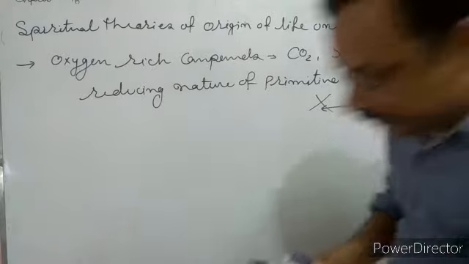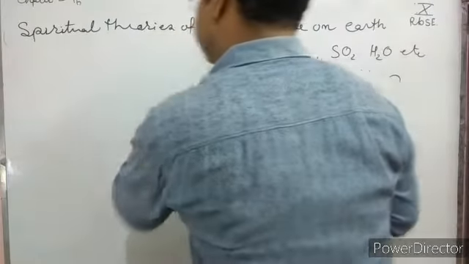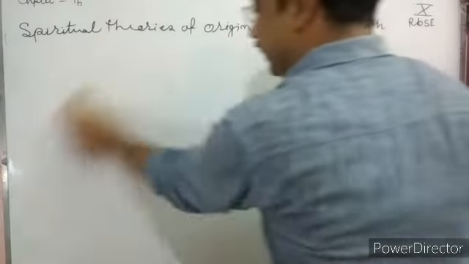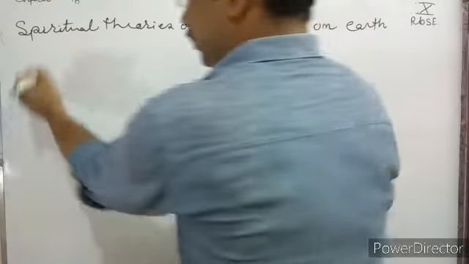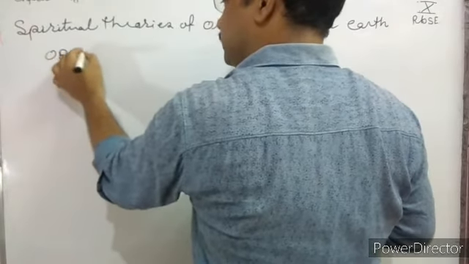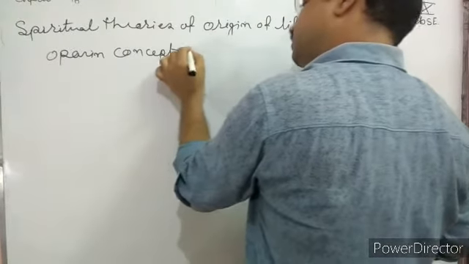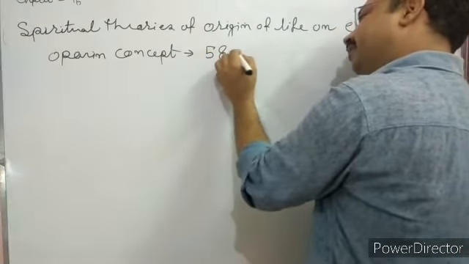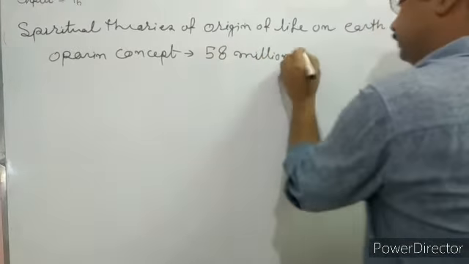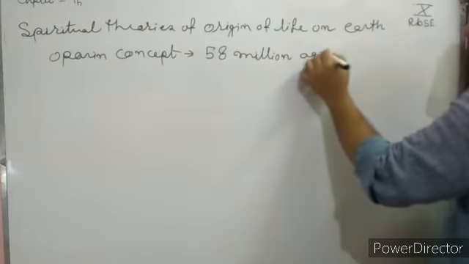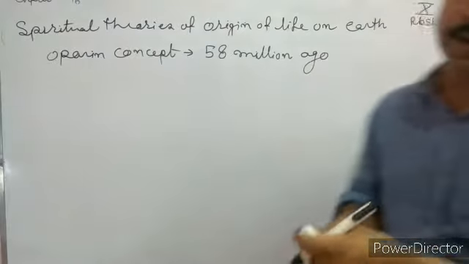But the third objection on Oparin's concept is about the time of development of life. According to Oparin's concept, life is created 58 million years ago. Life, that means the first living organism, was formed 58 million years ago.